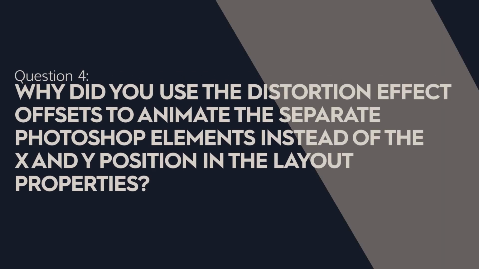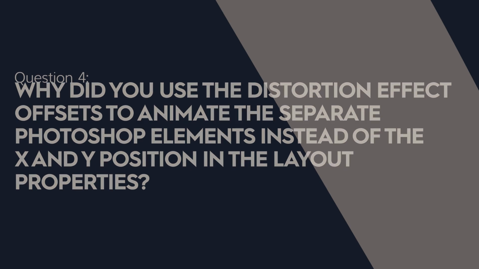Why did you use the Distortion Effect Offsets to animate the separate Photoshop layer elements instead of the X and Y position in the layout properties? This is an excellent question, and one that deserves a further explanation. The reason for choosing to animate the Distortion Effect Offsets rather than the X and Y layout positions was that it didn't require us using any masking. The distortion effect lets us move around the lower third elements in a way that allowed us to hide parts that would have otherwise needed to be masked out if we were using the X and Y layout position properties.